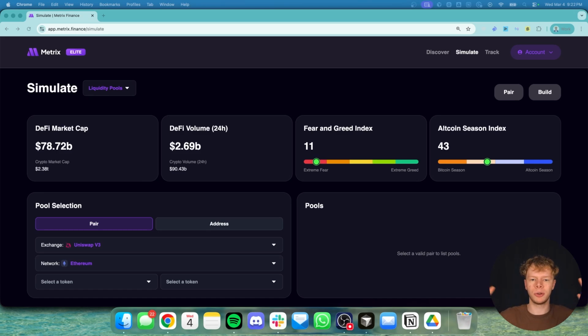Most people in concentrated liquidity are selecting their ranges based on vibes, like, oh, maybe I should do plus 5%, maybe I should do minus 5%. Others are using rules, but those rules are static. They're not dynamic based on the pool that you're investing into.